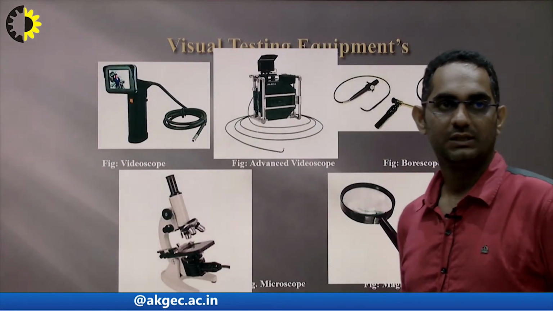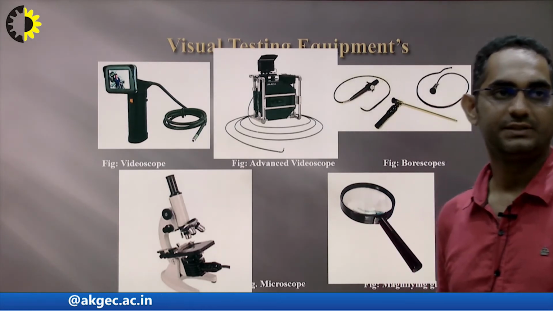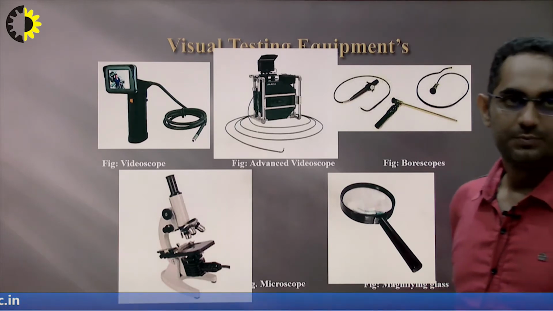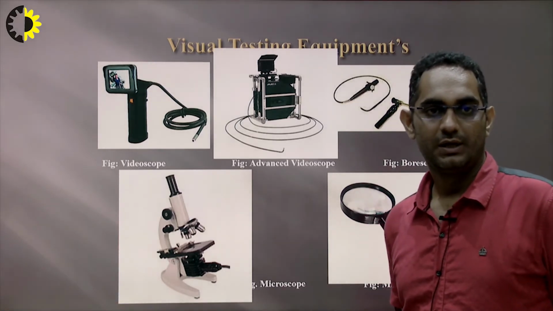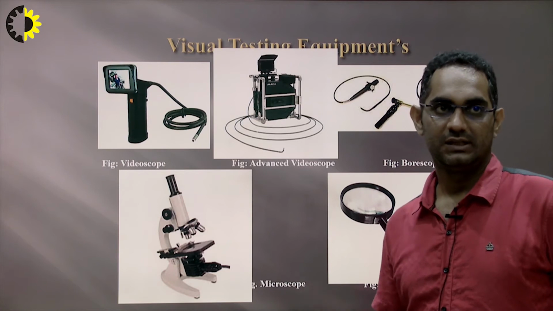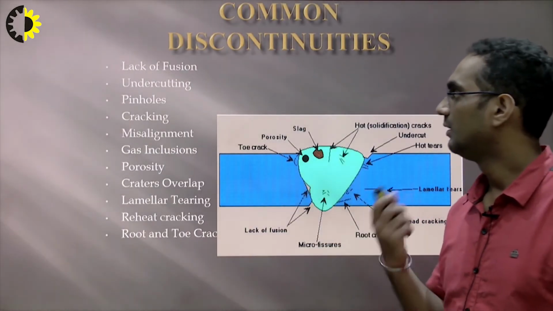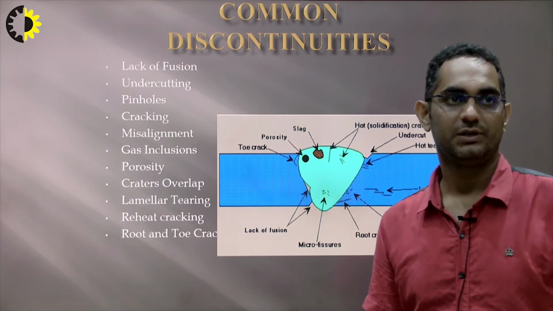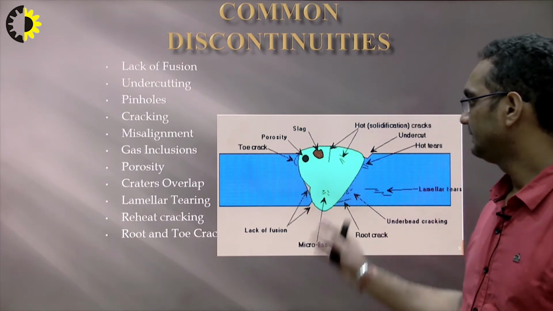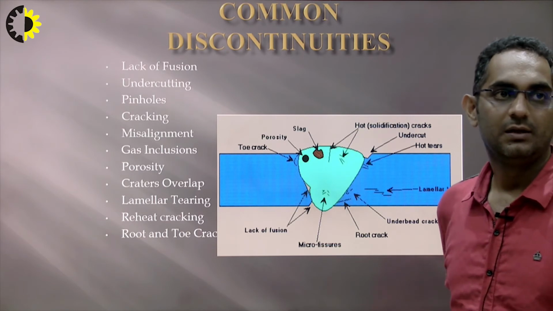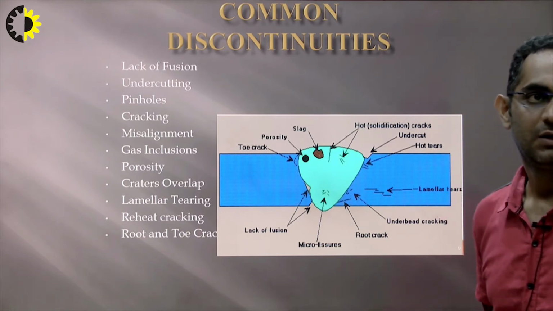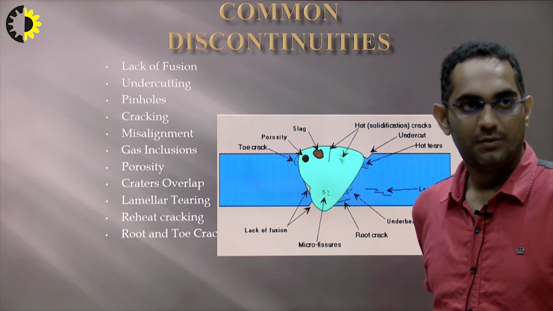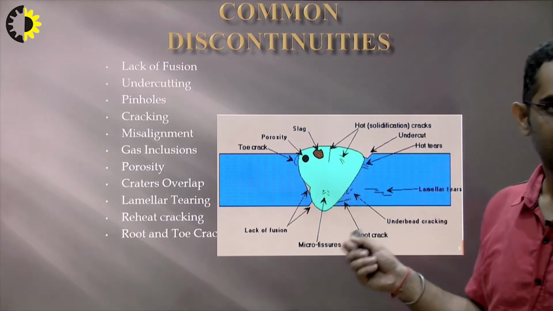So these are the welding testing equipments: videoscopes, advanced videoscopes, borescopes, microscopes and magnifying glasses. These are the visual testing equipments. Then these are the common discontinuities: lack of fusion, undercut, pinholes, cracking, misalignment.